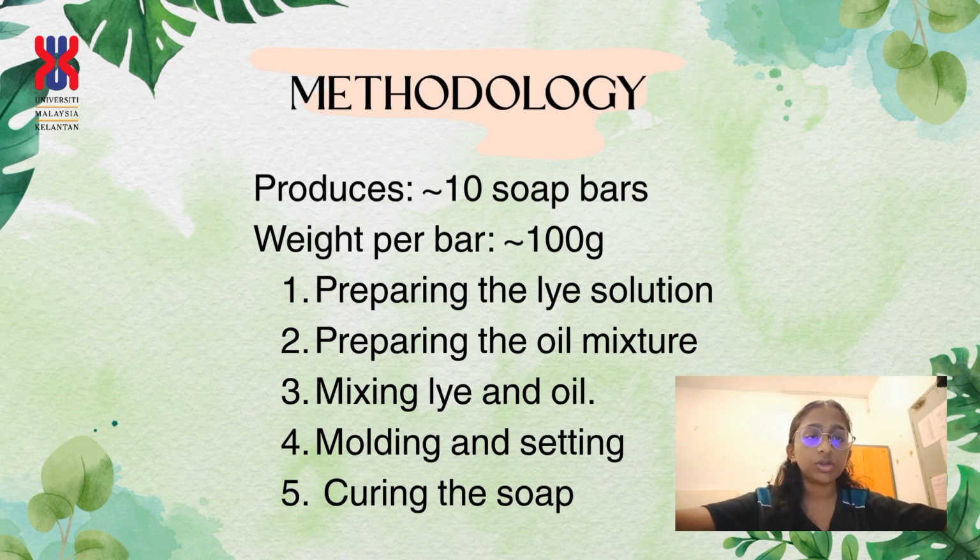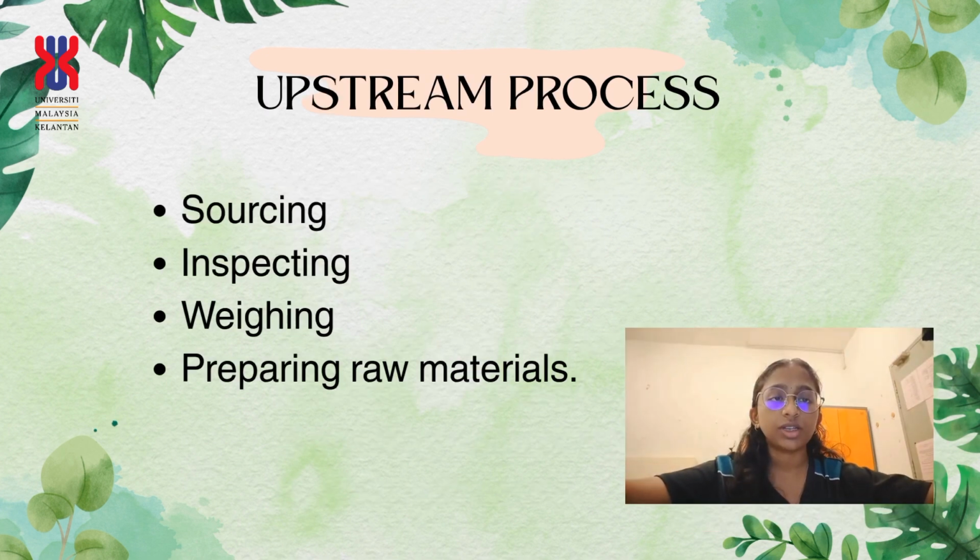After both mixtures cooled down, we poured the sodium hydroxide mixture into the oil mixture. And then we blended it until we got a thick consistency. Then we poured it into the soap mold, covered it and left it for 24 to 48 hours to harden. After it hardened, we placed it in a cool dry place to cure it. Next I'm going to explain about the upstream and downstream processes. The upstream process involves sourcing, inspecting, weighing and preparing the raw material. The downstream processing involves saponification, molding, curing, packaging and distribution.